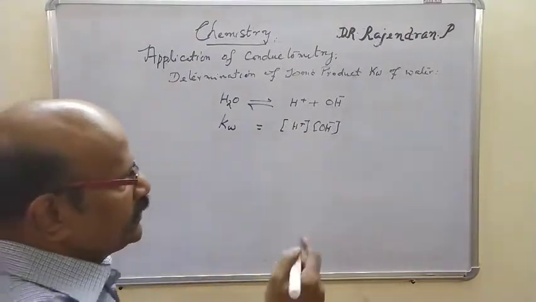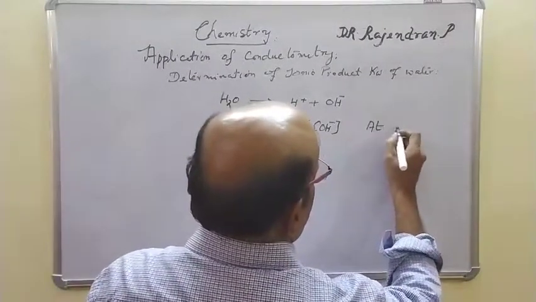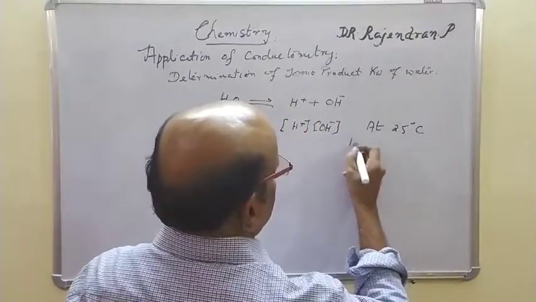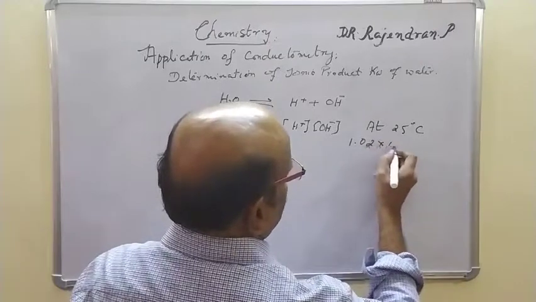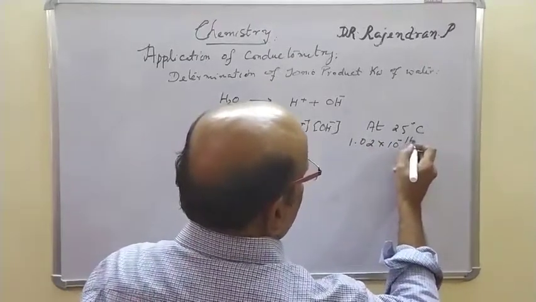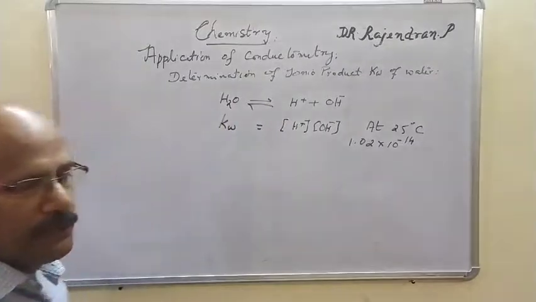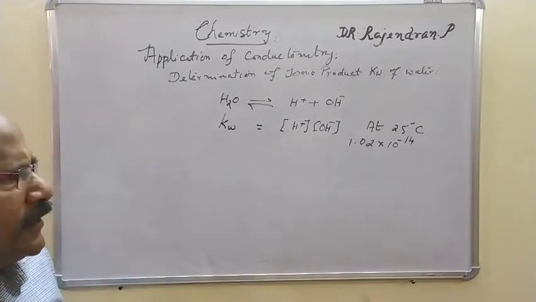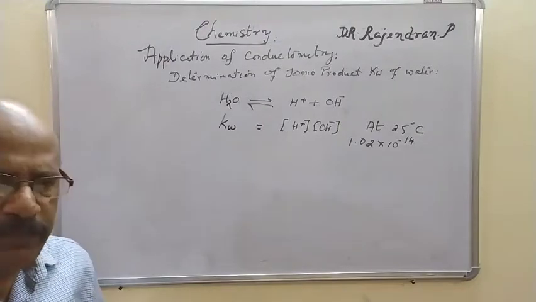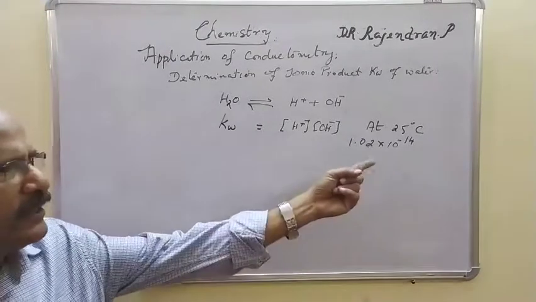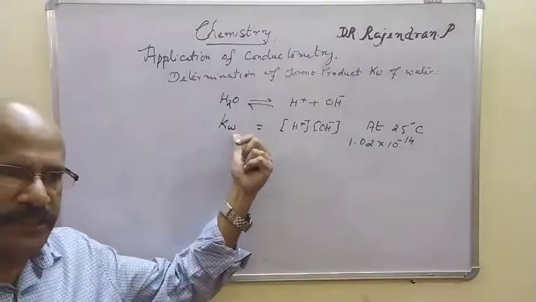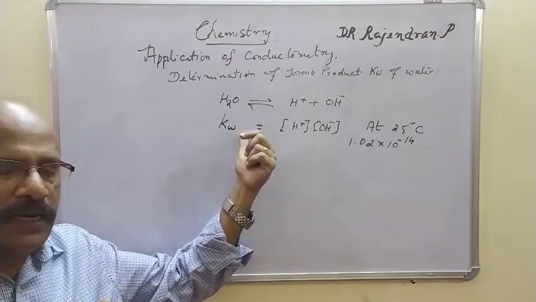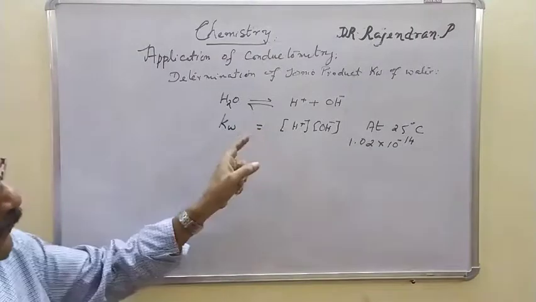And as you all know, at 25 degrees Celsius, the value of Kw is equal to 1.02 into 10 to the power of minus 14, mole square liter raised to minus 6. You don't need to go for the units. It is simply a number, because it is just like an equilibrium constant. That constant, in the case of water, is called the ionic product of water, Kw.